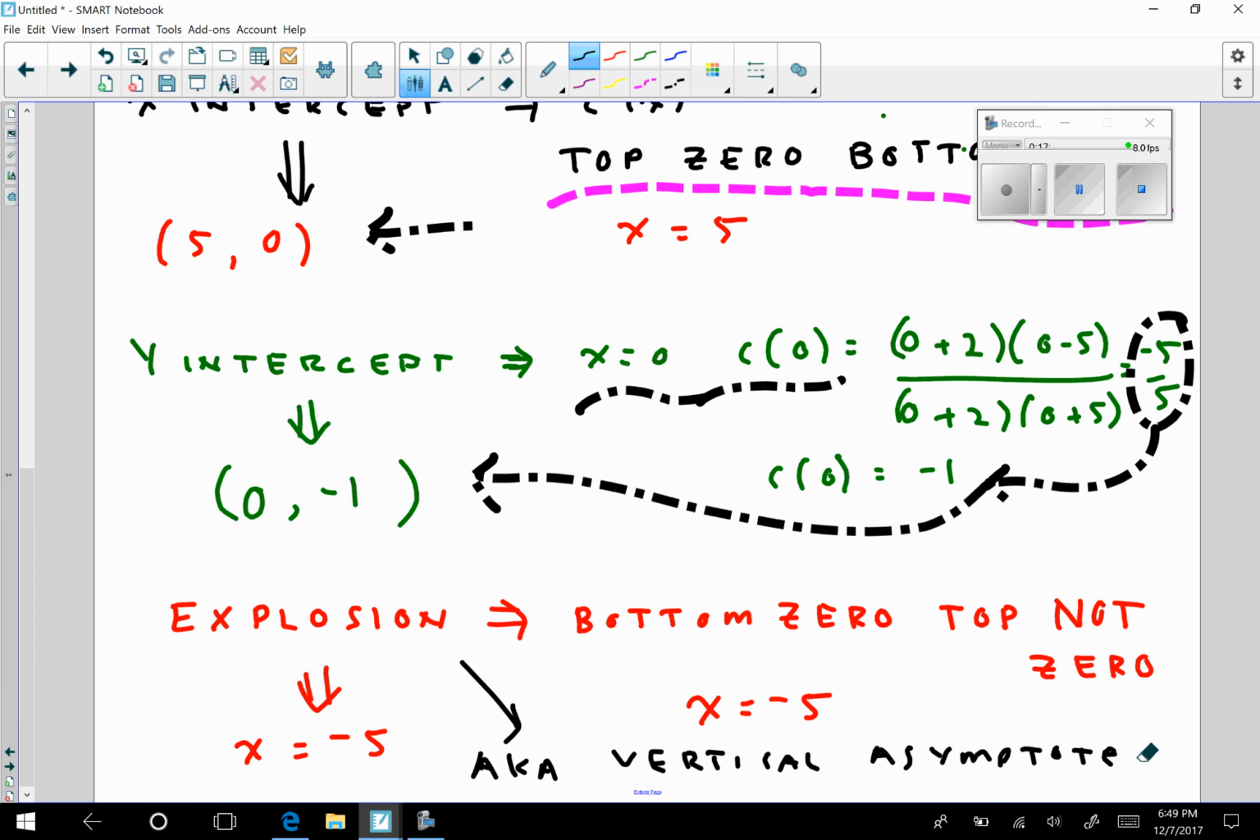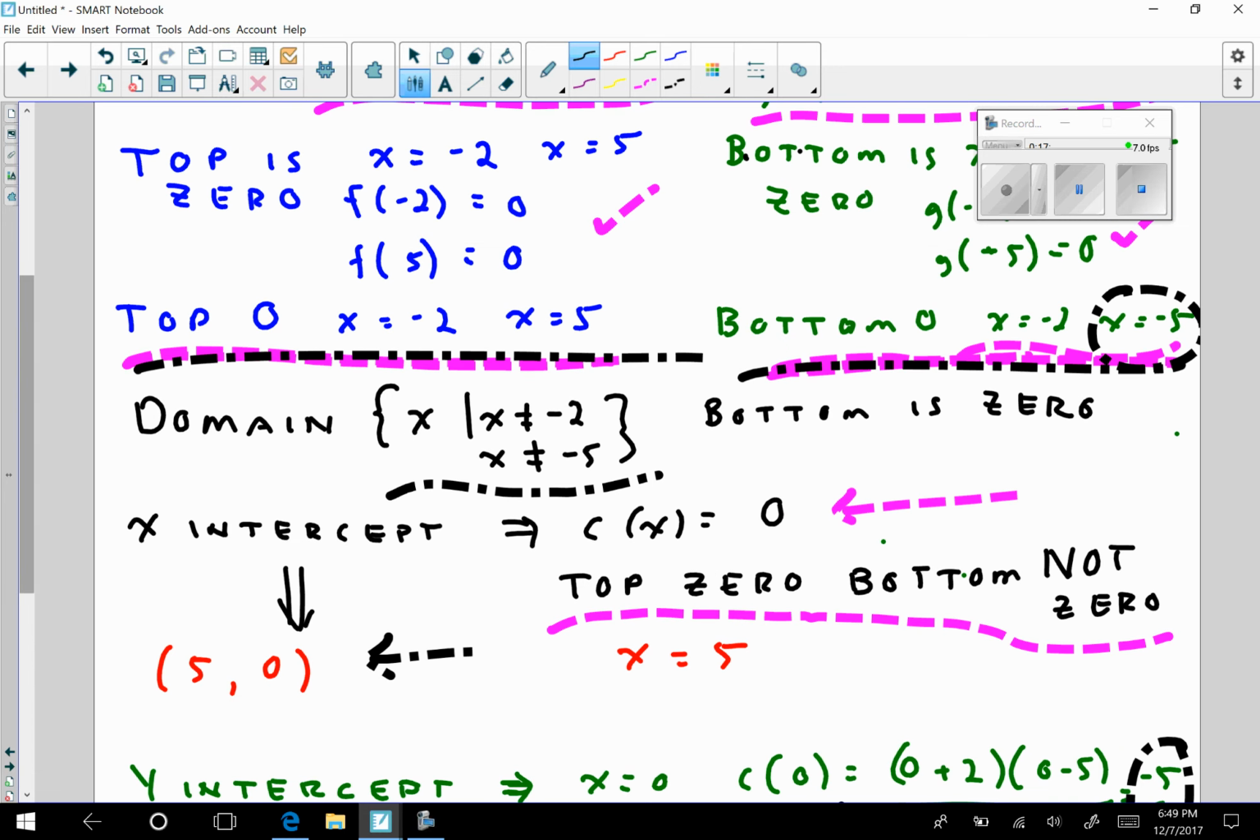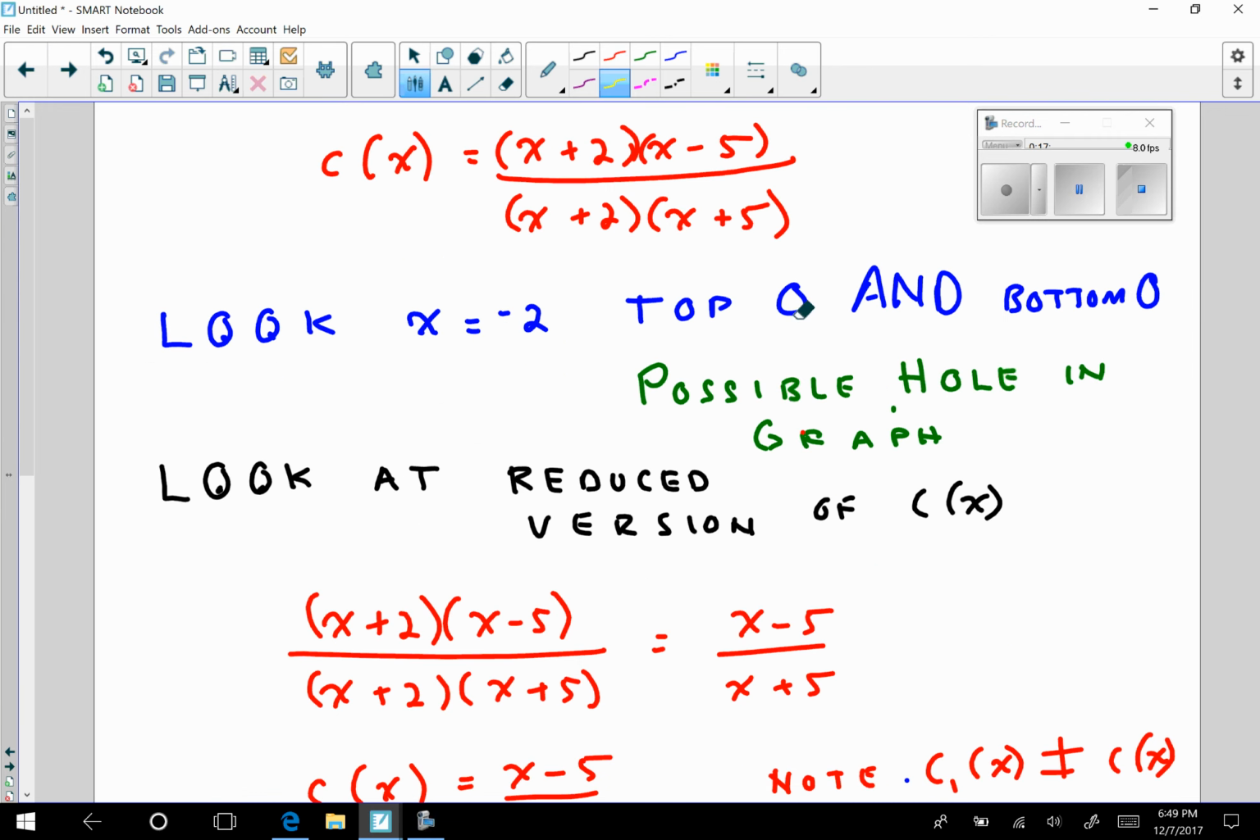So let's take this next slide now and talk about this stuff right here. I've got this x equals -2 where the top is 0 and the bottom is 0. That's a messy slide. That's all right. So now let's look at x equals -2. Top is 0 and the bottom is 0.